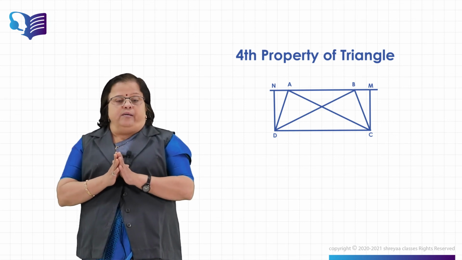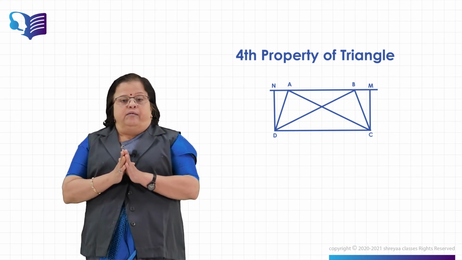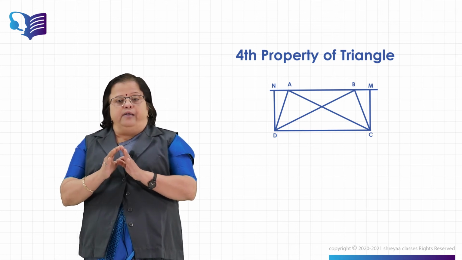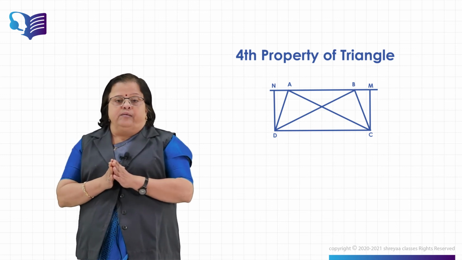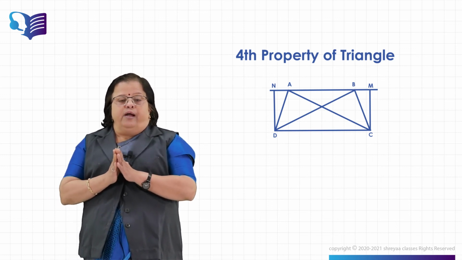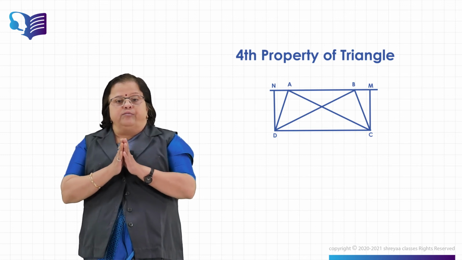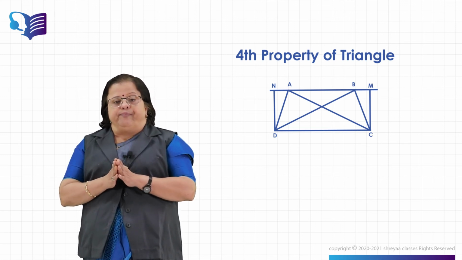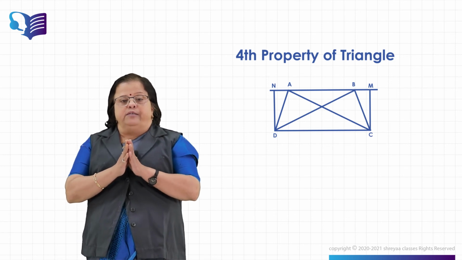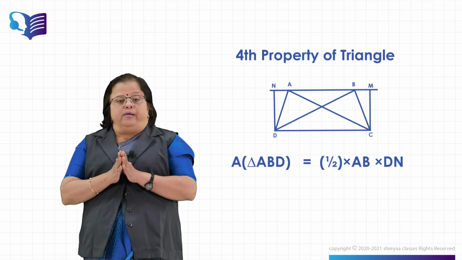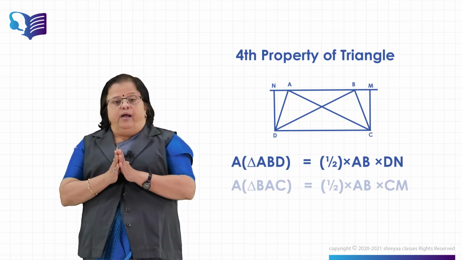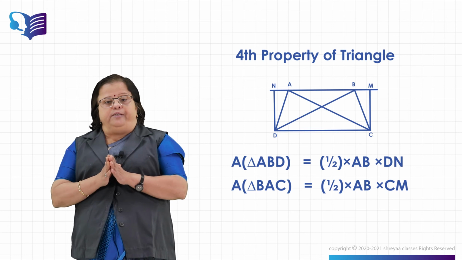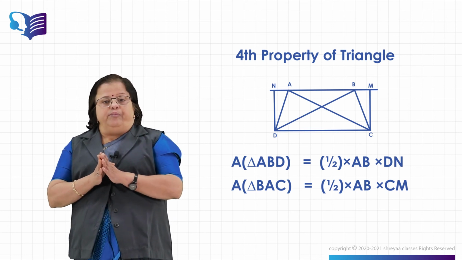Now, if you see, these two triangles are lying between the same parallel lines. Therefore, their heights are equal. We know that. And these two triangles have the same base AB. So, we will write that area of triangle ABD is half into AB into DN and area of triangle BAC is half into AB into CM.